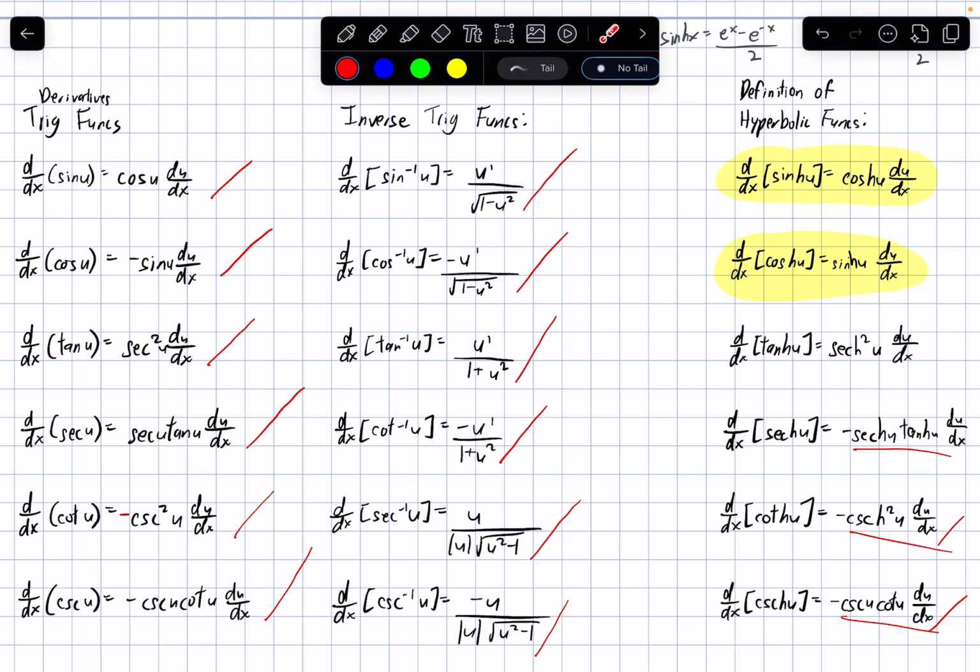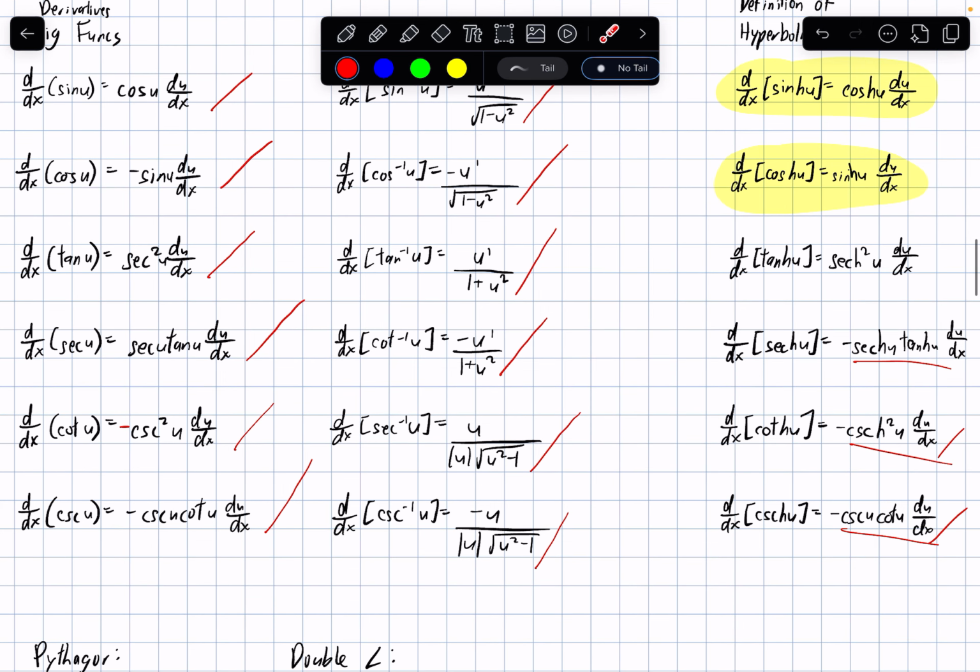Anyways, going back. So the derivative of sine hu is equal to cosine hu. Imagine that the h letters were not there. It's exactly the same as the one in the derivative of sine u, which is cosine u. Now, in the derivative of trig functions, more specifically the derivative of cosine u, it is equal to negative sine u. That is not the case for its counterpart in the definitions of hyperbolic functions, because the derivative of cosine hu is sine hu. There's no negative sign. So you have to take note of that.